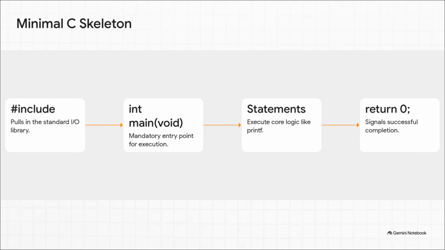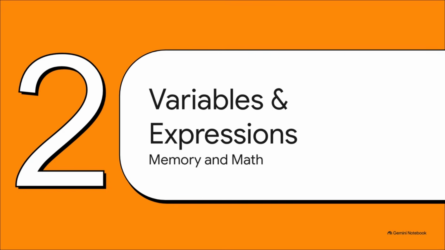This is your mandatory entry point. Execution absolutely always begins here. Step 3 is where we actually do something, like outputting text using printf. And finally, step 4, return 0, is like giving a thumbs up to the operating system, signaling a completely successful run. Moving on to Section 2, variables and expressions, memory and math.